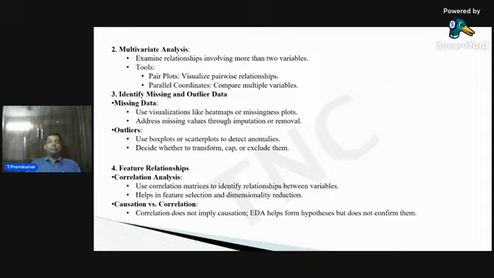Then the next one is feature relationships. When you talk about feature relationships, we have correlation analysis as well as caution versus correlation. Correlation analysis tells you about the relationship between the variables, along with dimensionality reduction. And the comparison between correlation and causation tells you about not implying causality. That is, EDA helps form hypotheses but does not confirm them.